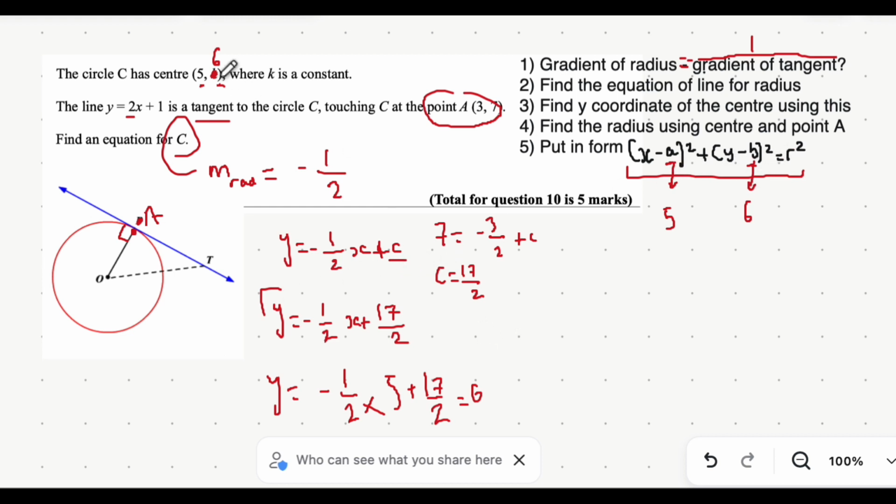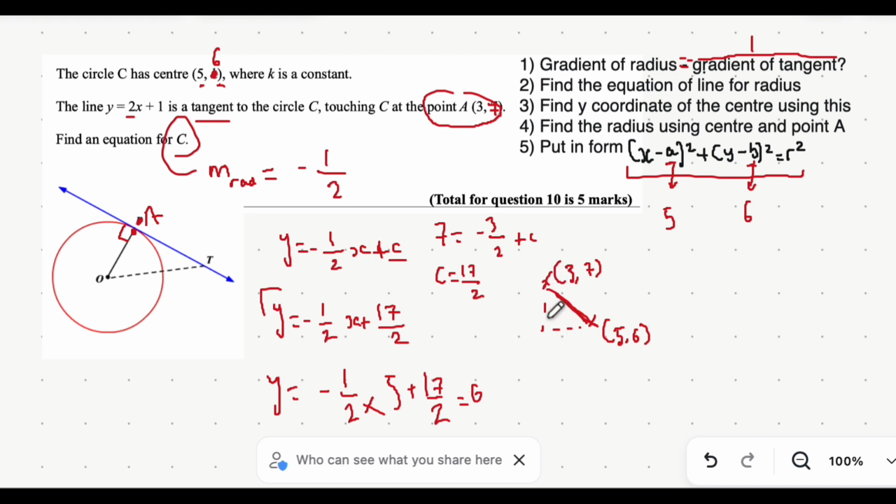Well, now that we know the center is 5, 6, we can draw our own rough sketch. We also know that the point A is on the circle, and that's the coordinate 3, 7. So 3 is to the left of this and higher up, 3, 7. Now it's going to be a very bad circle, but the idea is that if you find the length of this line connecting the center to the point on the circle, that'll give you the radius.